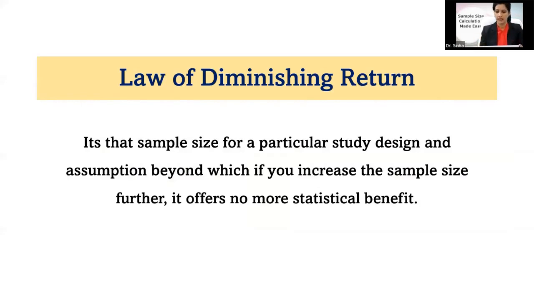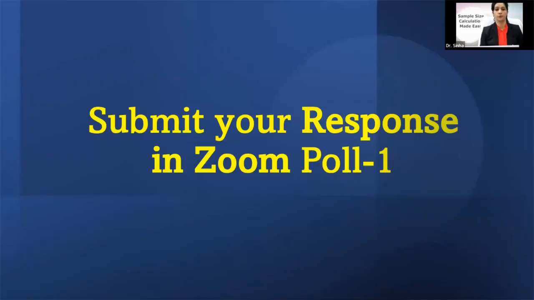Now again, there is a concept of the law of diminishing returns. In the law of diminishing returns, if you increase the sample size beyond a certain level, it starts getting saturated. It means the parameter or estimate you are measuring will have no further impact. Whatever extra study subject you add is not going to give you a return, because your result and your confidence interval have already saturated. So it may not offer any statistical benefit to you.